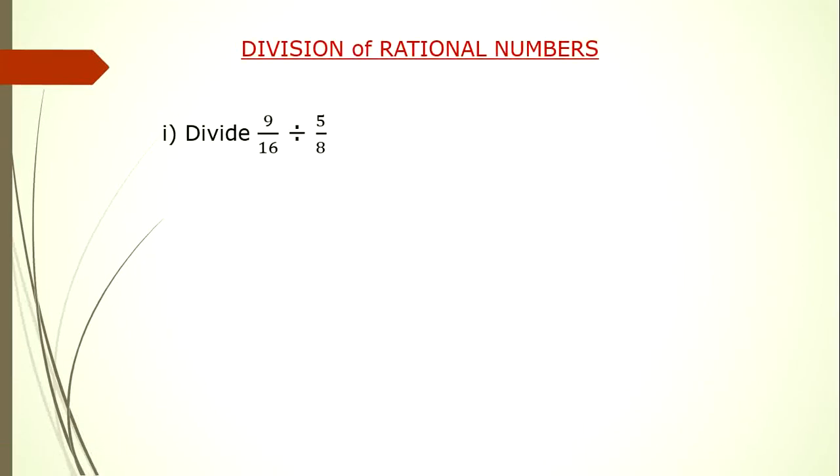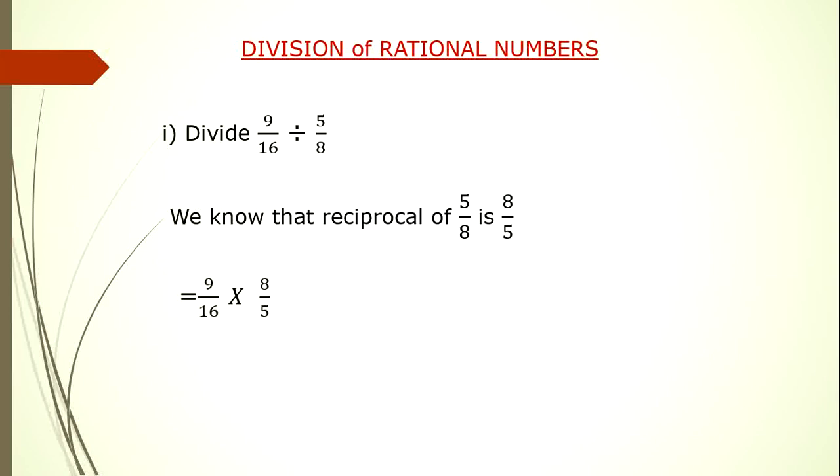Let us go for an example. Divide 9 by 16 divided by 5 by 8. We know that the reciprocal of 5 by 8 is 8 by 5. Reciprocal is nothing but the multiplicative inverse. So, 9 by 16 into the reciprocal of 5 by 8, which is 8 by 5. So we need to multiply 9 by 16 with 8 by 5. So 9 by 16 into 8 by 5 will give us 72 by 80. And this can be further simplified or reduced to lowest terms as 9 by 10. Hope you all understood the division of rational numbers.